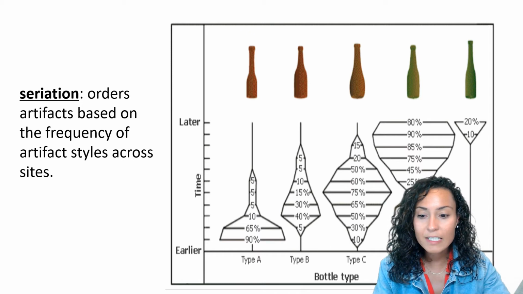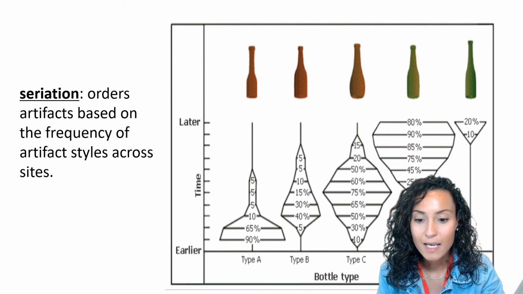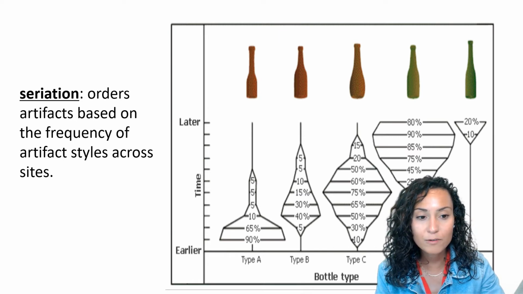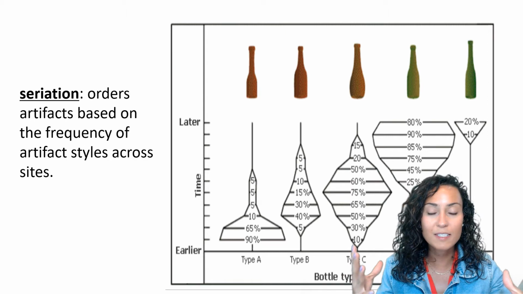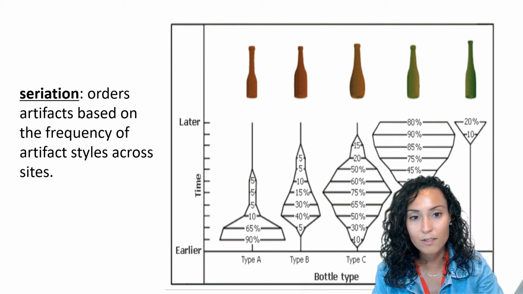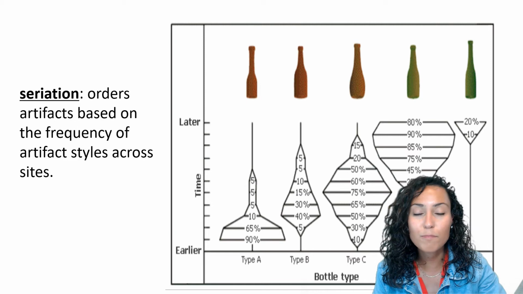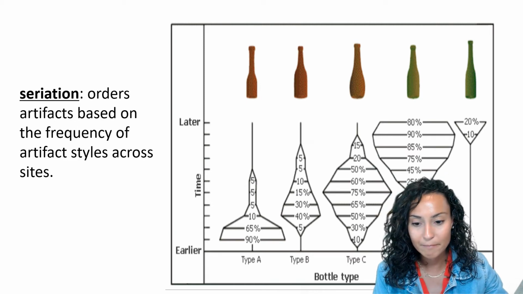So the idea here is you could take things like different types of bottles, like in the image behind me, and you could compare the styles that we have within a given site, and you would use their relative relationship to each other within the excavation unit to understand how people were changing the styles of bottles they were using over time.